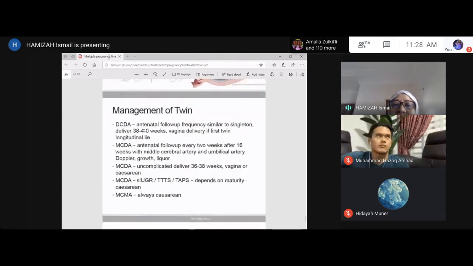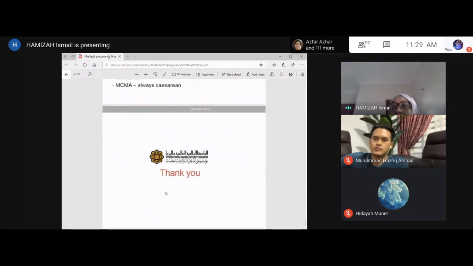So this is the summary of management. DCDA can be followed up like singleton, deliver at 38 weeks, with vaginal delivery if the first twin is longitudinal lie. MCDA: follow up from 16 weeks with middle cerebral artery Doppler to check for anemia and polycythemia sequence, and umbilical artery Doppler to check what type of SIGR, type 1, 2 or 3. For TTTS, the Doppler can be abnormal in stage 4 Quintero, and we check for growth and liquor. MCDA uncomplicated and MCDA depends on maturity, and MCMA likewise. So we finish with twins.